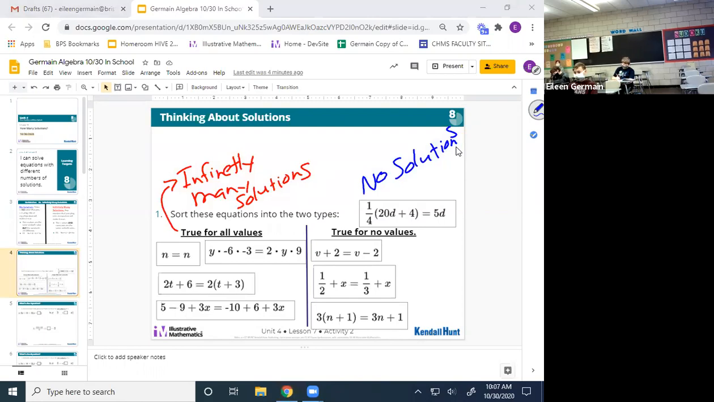No solutions. Very good. So we said that what we had to do to this one right here before we could make that decision of infinitely many solutions was we had to distribute. Just like I said, you're going to need to do some work to these before you make the decision of it has infinitely many solutions or no solutions. Does this make sense, guys?